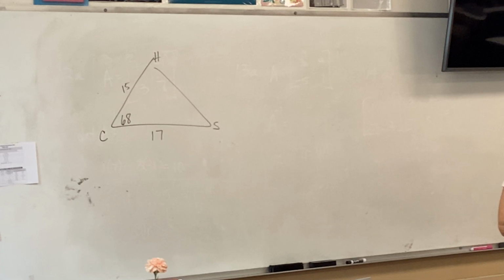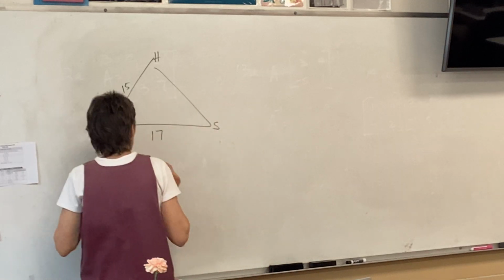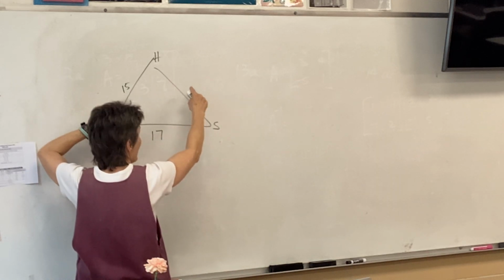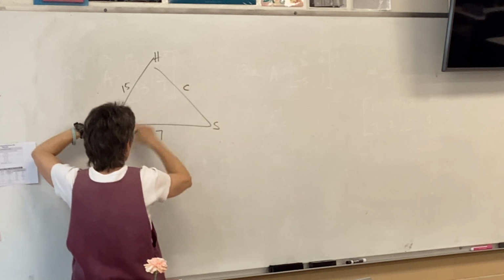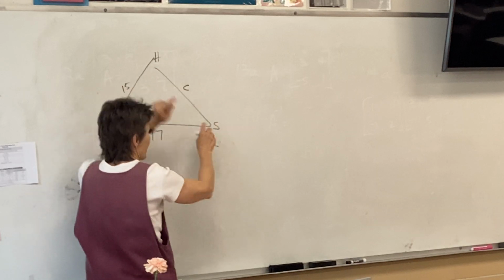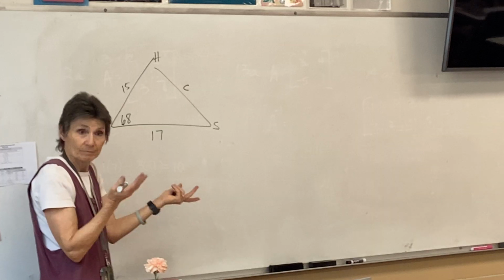Gotta be cosines. And the reason it has to be cosines, guys, is in order to use the law of sines, you have to have a pair. You have to have angle C and side C, or angle H and side H, or angle S and side S. If you don't have that, then you're gonna do cosines, okay?